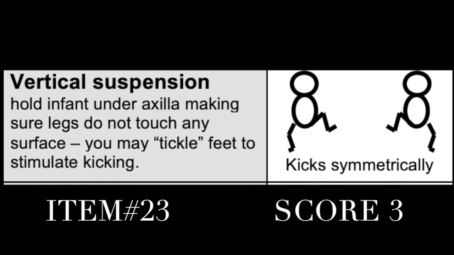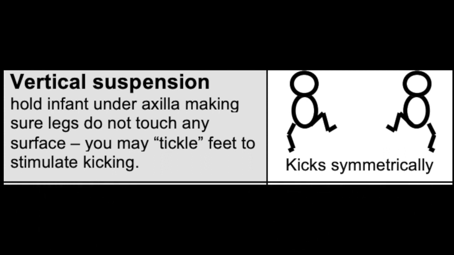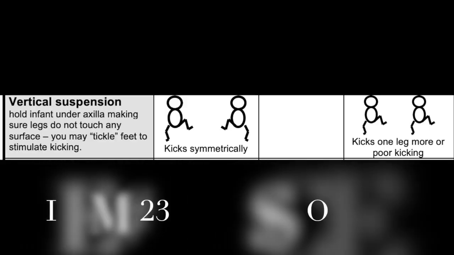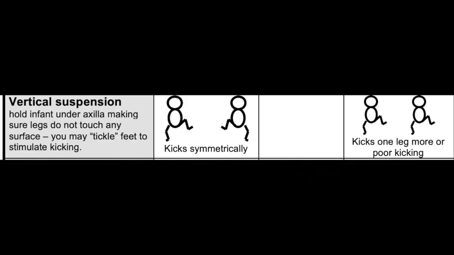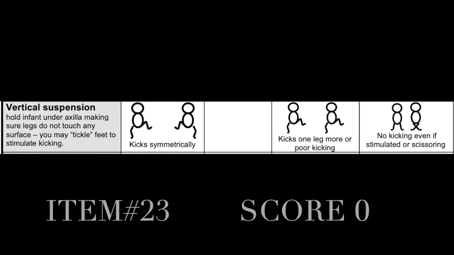Item 23. Vertical suspension. Hold the infant under the armpit, making sure legs do not touch any surface. You may tickle the feet to stimulate kicking. Score 3 is him kicking symmetrically. Score 1 is kicks one leg or more, poor kicking. Score 0 is no kicking even if stimulated, or scissoring.